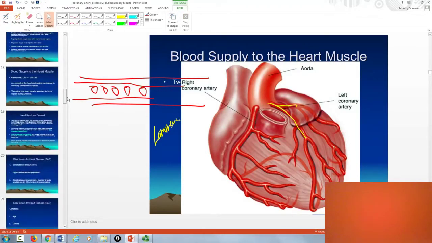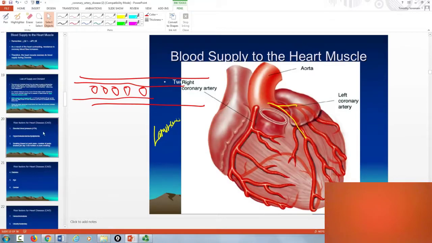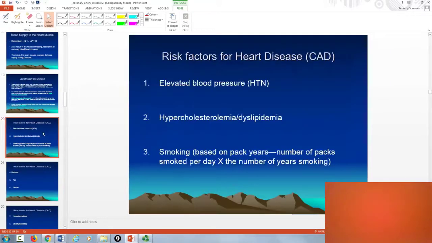So when you're looking at heart disease, one of the things you want to look at, again, is risk factors for heart disease, right? So elevated blood pressure, hypertension, right? That hypertension, that increase in pressure, can lead to increased shear forces, meaning increased likelihood that there's going to be damage to that wall inside that artery.